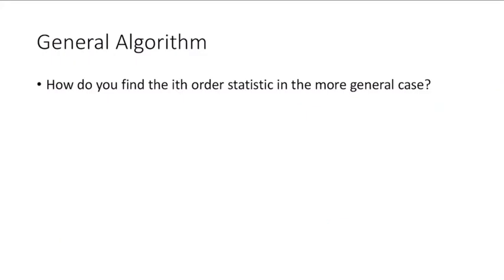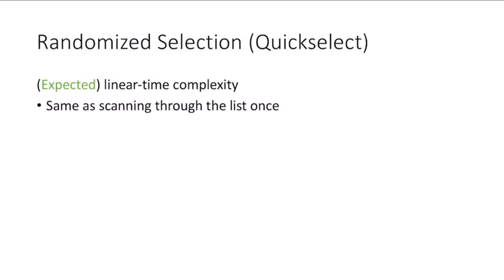All right, well, what is the general algorithm? How do you find the ith order statistic in the more general case? So we're going to look at two algorithms, the first of which is called randomized selection. A lot of times it's also called quick select. And it's called quick select because it's based on quicksort, as we'll see here shortly. It has an expected linear time complexity, big O of n expected.